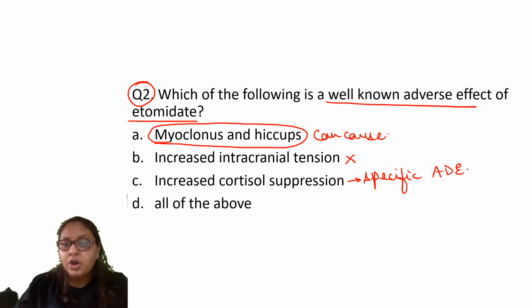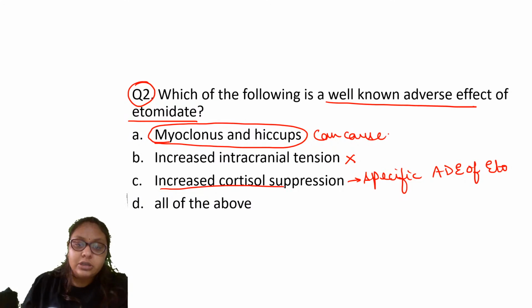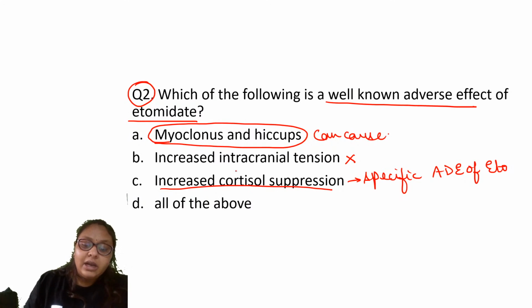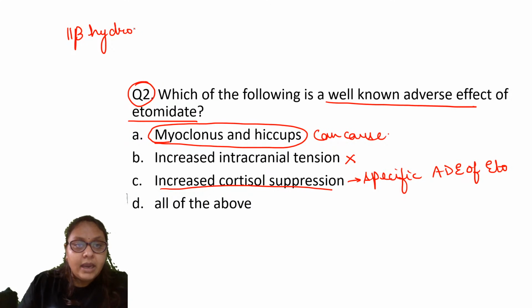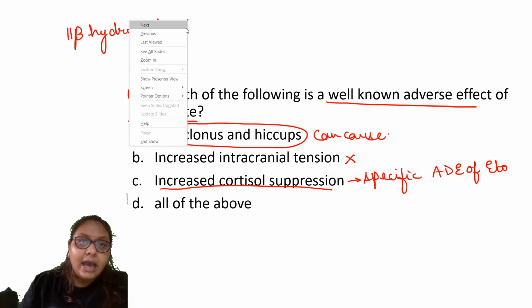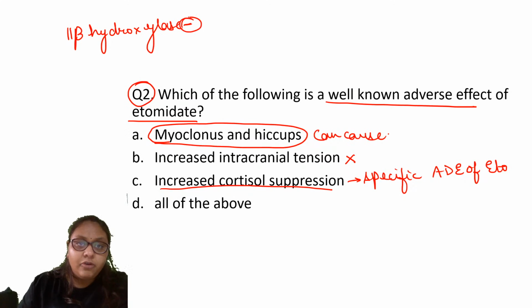And a specific adverse effect of etomidate is increased cortisol suppression, because it inhibits an enzyme which is 11-beta hydroxylase. It inhibits this enzyme 11-beta hydroxylase, and therefore the formation of cortisol is suppressed. So it causes adrenocortical suppression, and it is a specific adverse effect of etomidate.